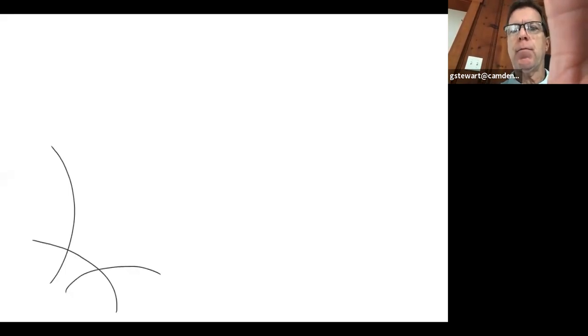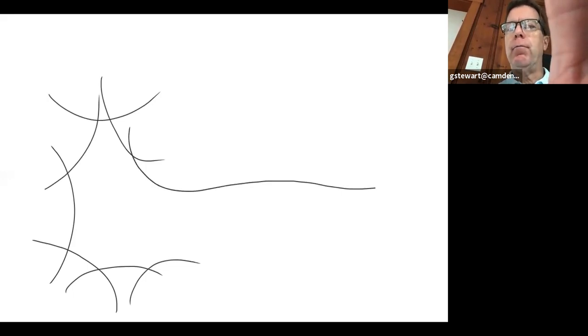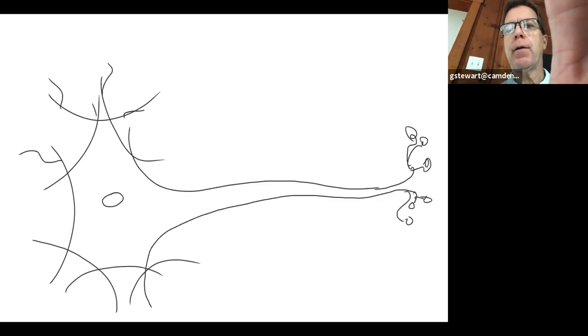So this is a multipolar motor neuron that I'm drawing. We're not going to myelinate the axon. Here's the soma, the cell body with the nucleus. Here's some dendrites around the soma area.